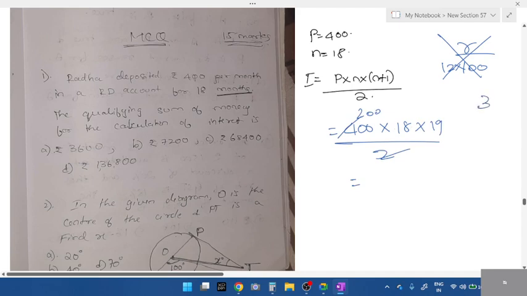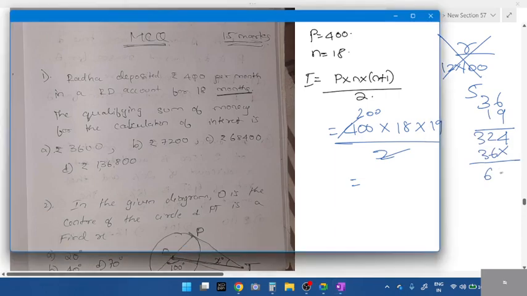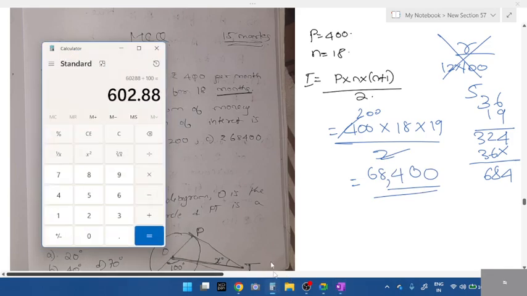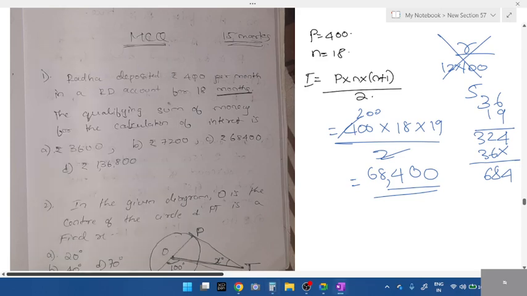2 18s are 36. 36 into 19. 9 6s are 54. 9 3s are 27, 32. 68,400. 68,400 is the answer. Is it clear? All of you understood? The total is 1 lakh 36 thousand 800.